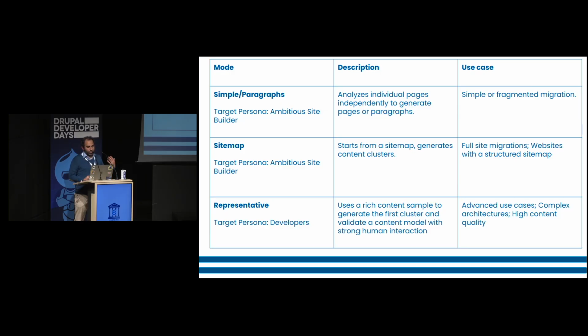The sitemap introduces a more systemic perspective. It starts from a structured sitemap and generates the content clusters accordingly. So this mode is well suited for full site migrations or for websites that have a very nice sitemap. And the representative mode is designed for developers and advanced use cases. So it leverages a rich content sample to generate the first cluster, and you can validate the content model through strong human interaction. So this approach is ideal for complex architectures.